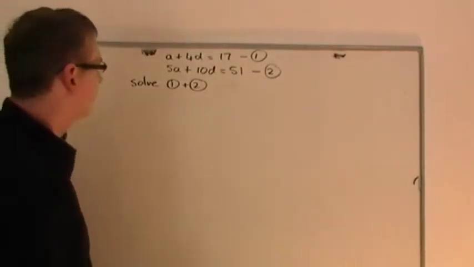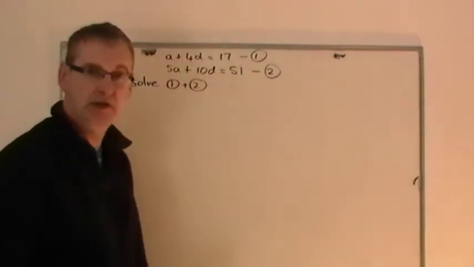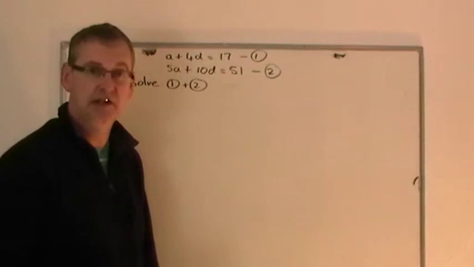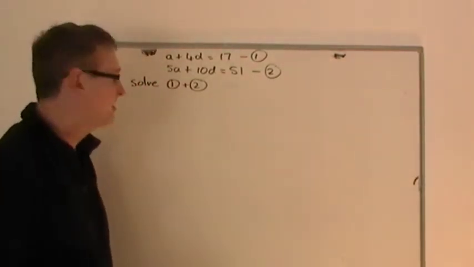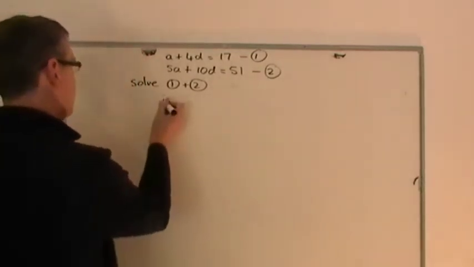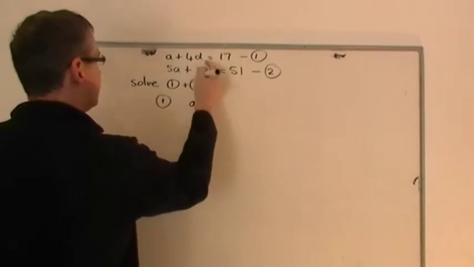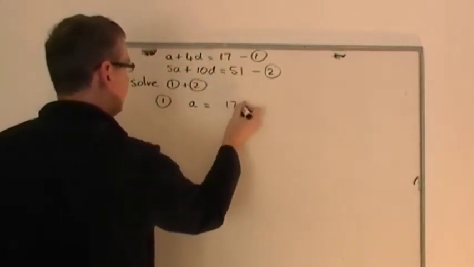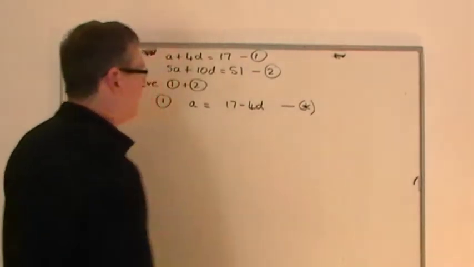Now I don't care whether you do it by elimination method, because they're set out in a way where you could use elimination quite easily like you did in year 9, or I don't care if you do it by substitution techniques. I'll do it by substitution. I'm going to take equation 1 and say that A is equal to, take the 4d over, 17 minus 4d. I'm going to call that asterisk for now.